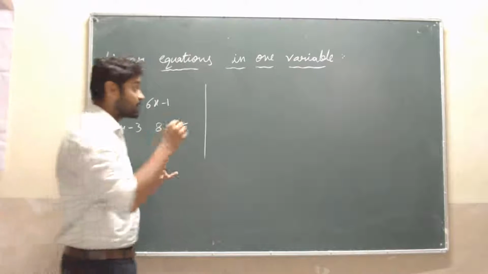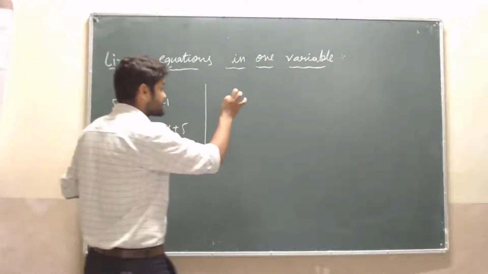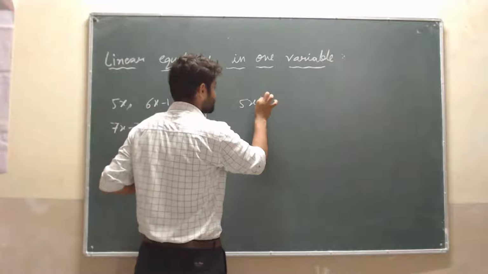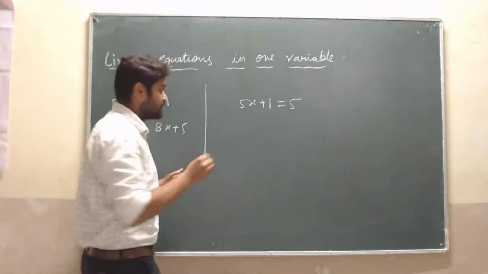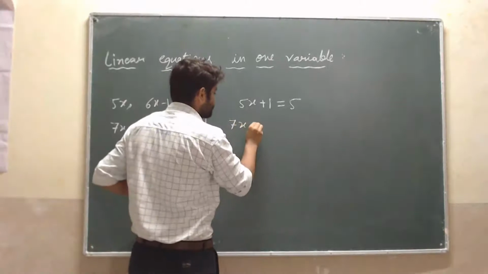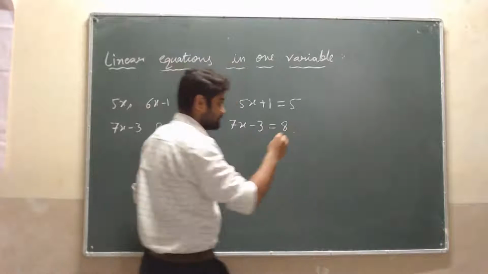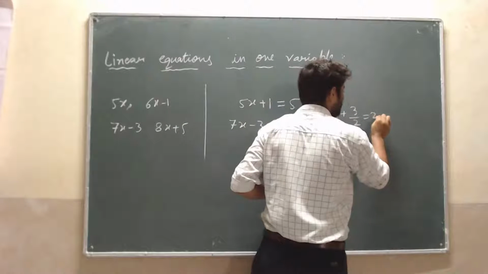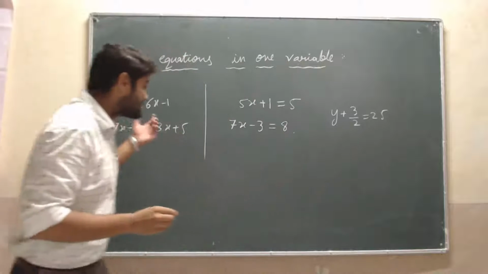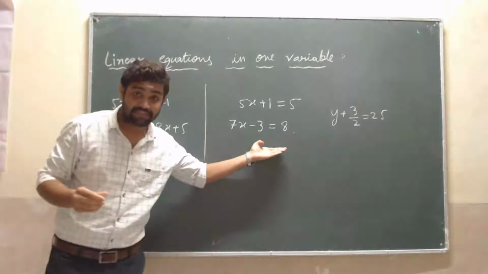Now see how algebraic equations are denoted. Here, 5x plus 1 is equal to 5, 7x minus 3 is equal to 8, y plus 3 by 2 is equal to 25. These are the algebraic expressions and these are the algebraic equations.